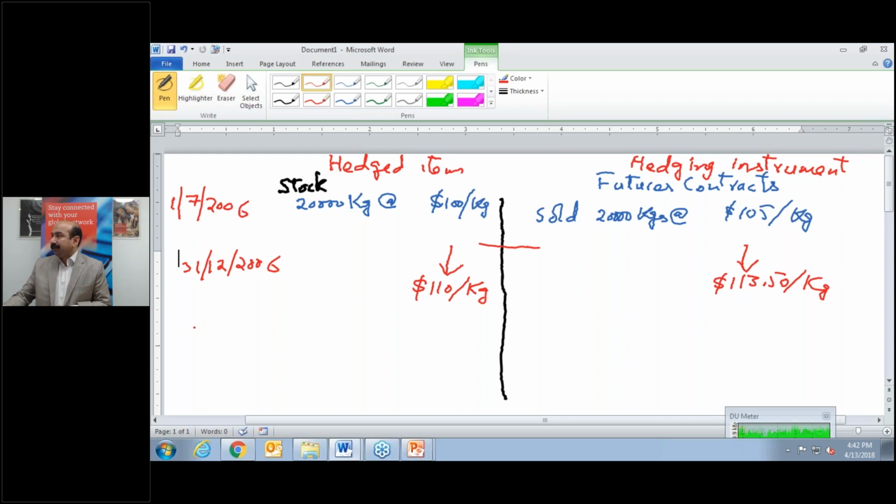So here is a gain of $10 per kg. So total gain will be.